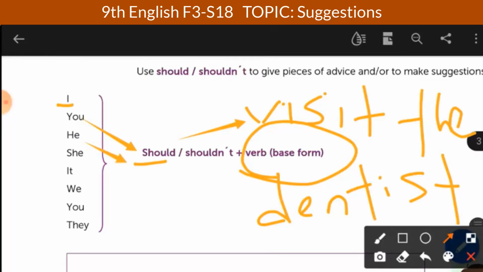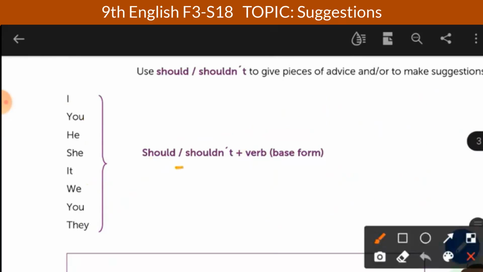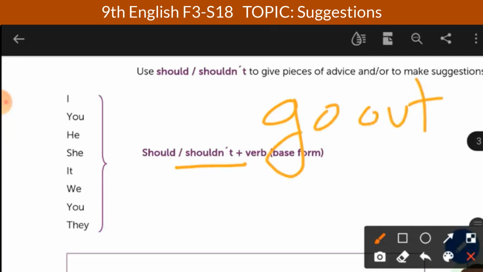He should visit the doctor. She should visit the doctor. It should visit the doctor. We should visit the doctor. You should visit the doctor. They should visit the doctor. The same goes with shouldn't. Yes? Okay? The same goes with shouldn't. No debe salir ahora.